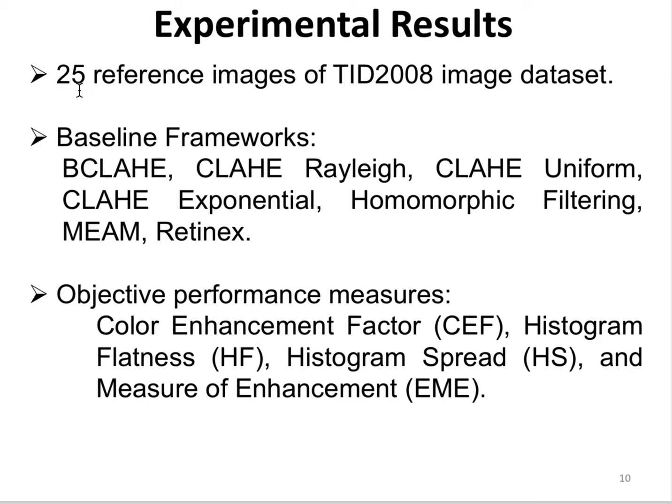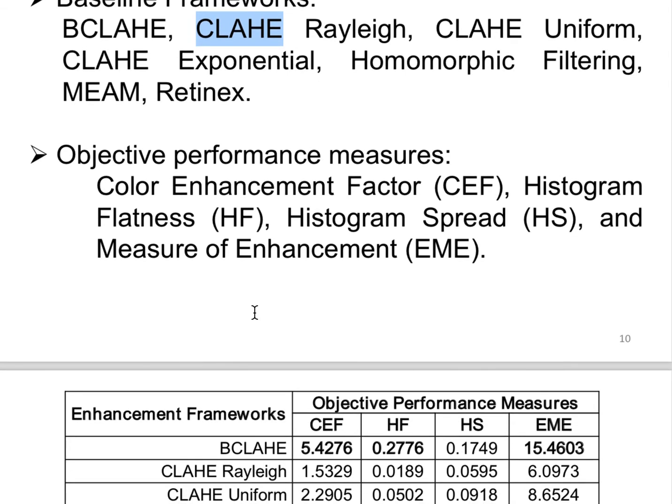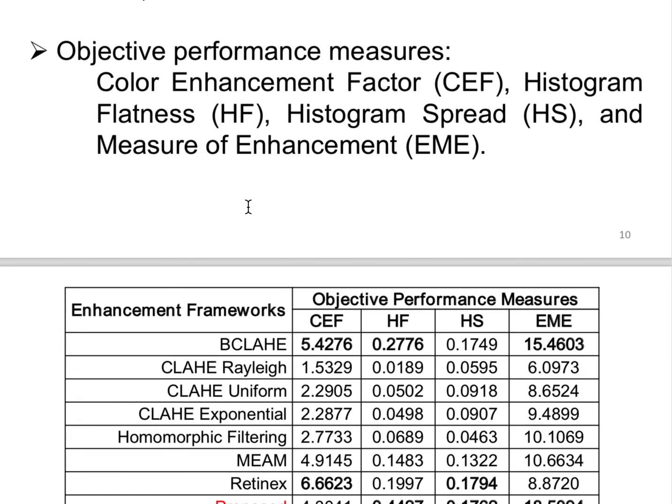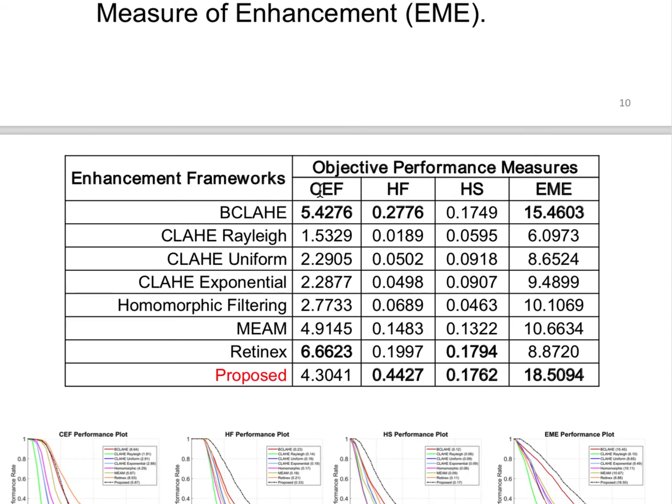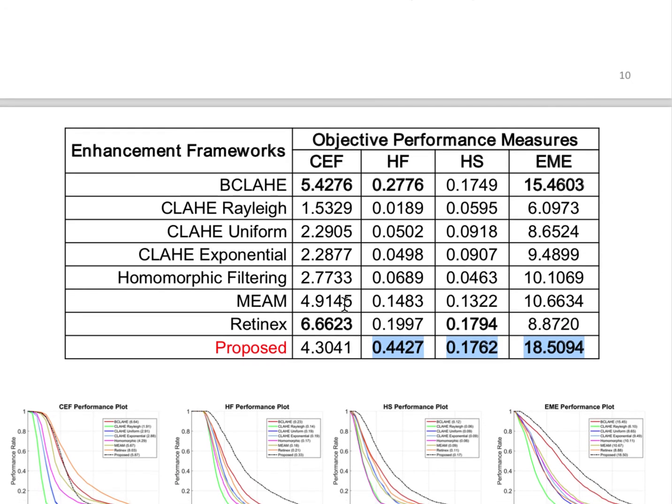Here are the experimental results. We have taken some reference images from the TID 2008 image dataset, and we compared our method using the well-known CLAHE methods, homomorphic filtering, MEAM and Retinex. And we compare the resulting images using various image quality estimation methods. Usually our method produces good results compared to the other methods.